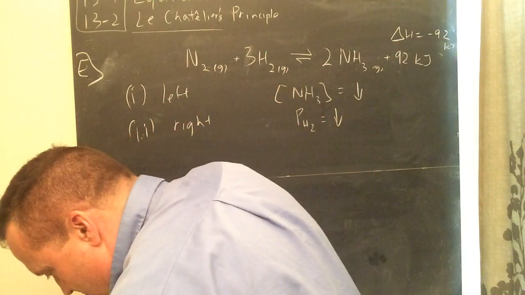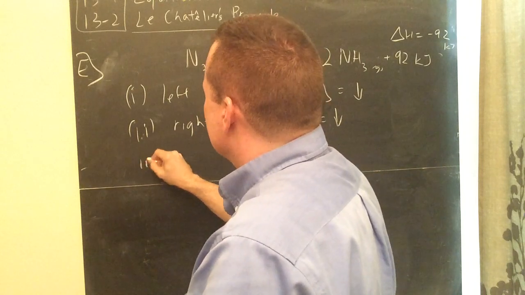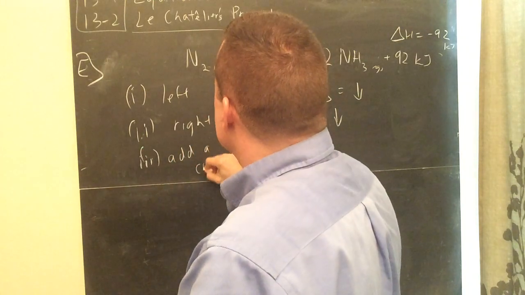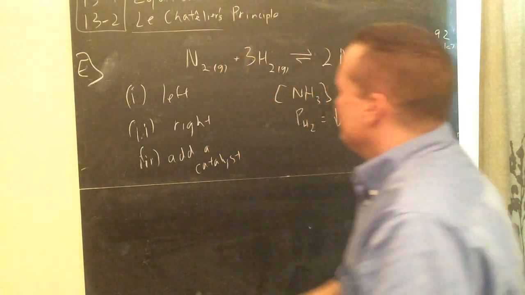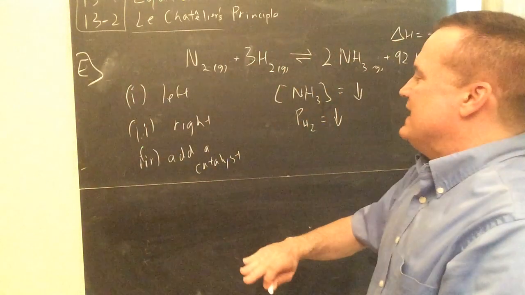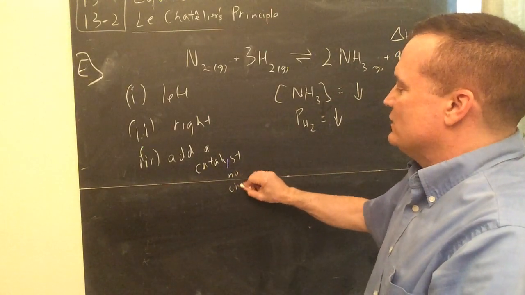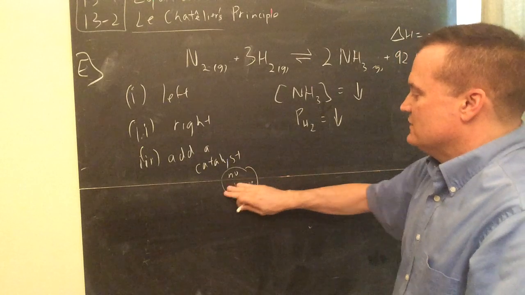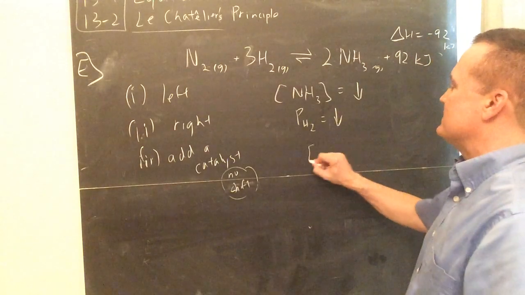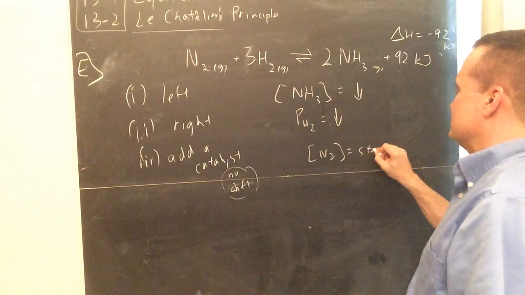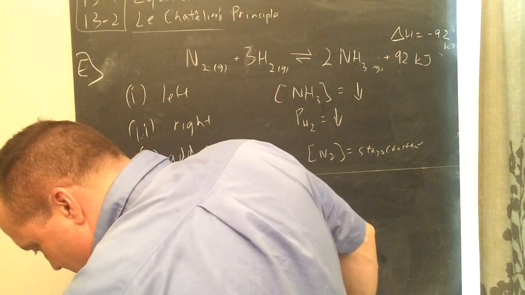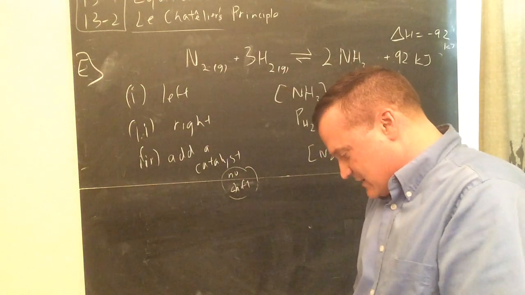Okay, and then if you add a catalyst, here it is finally. I don't know why I didn't mention it on the other one. If you add a catalyst, what's going to happen to the equilibrium? Nothing, no change. It just gets to equilibrium faster, but there's no change, no shift, okay? And so then what will happen to the N2? It just stays the same. So N2 stays constant.